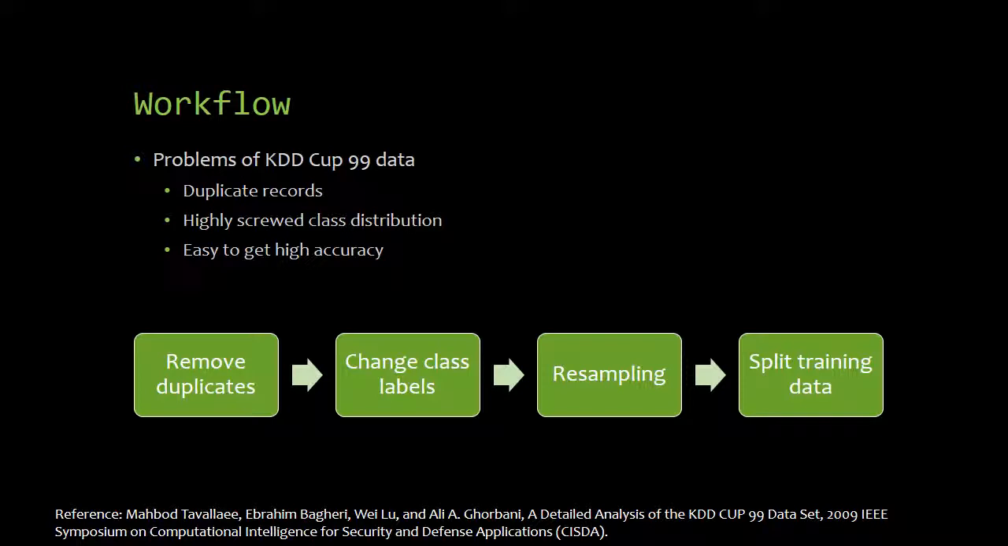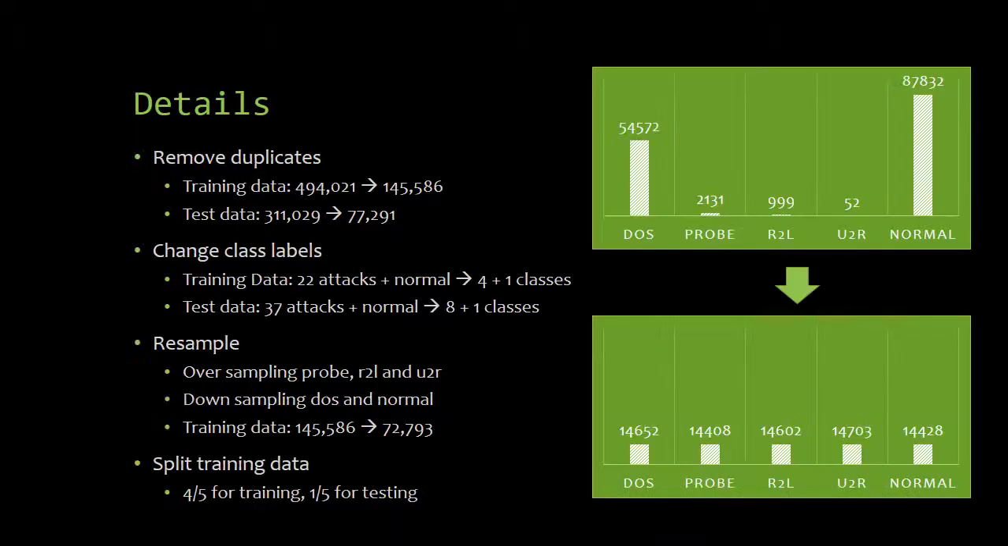I took 4 steps to prepare the data. First of all, I removed duplicate records. After this step, I got 145,000 records in training data and 77,000 records in test data.